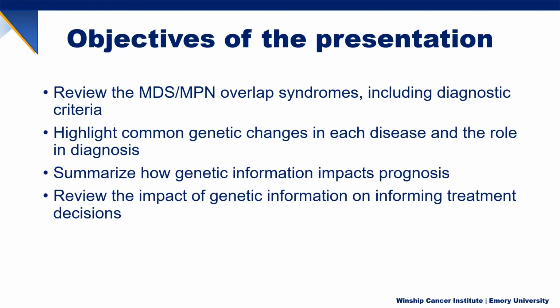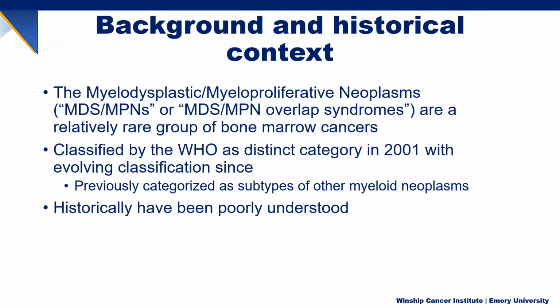So here are our objectives for the presentation today. We're going to review the MDS-MPN overlap syndromes and talk about some of the clinical features and diagnostic criteria for these diseases. Then we're going to highlight common genetic changes in these diseases and the role that this plays in diagnosis, discuss how this impacts determining prognosis, as well as how we use this in informing our treatment decision-making.